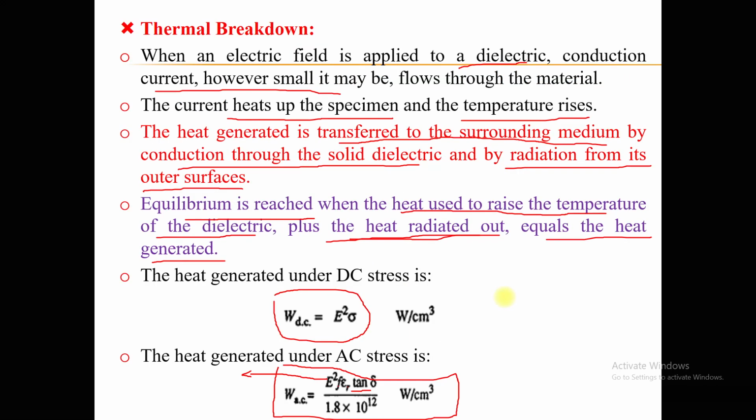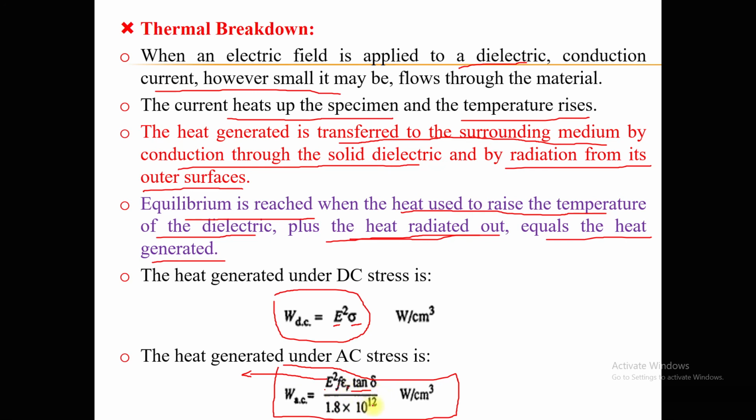If we are considering the type of the applied voltage, then if we are applying DC stress, heat generation depends on the magnitude of applied voltage and the electrical conductivity of the solid dielectric. But in case of the AC stress, it depends upon the magnitude of applied voltage, frequency of the supply, relative permittivity, and the tan delta value.